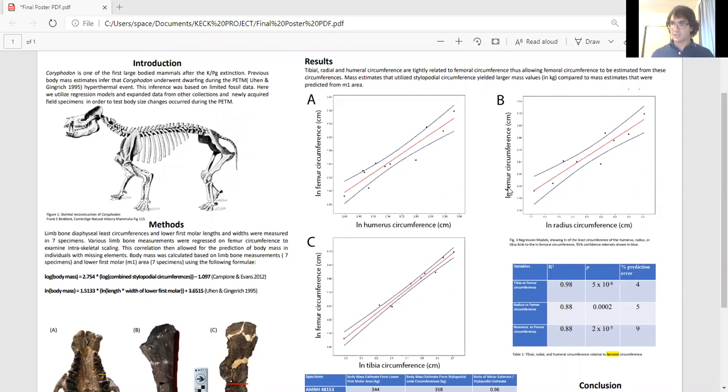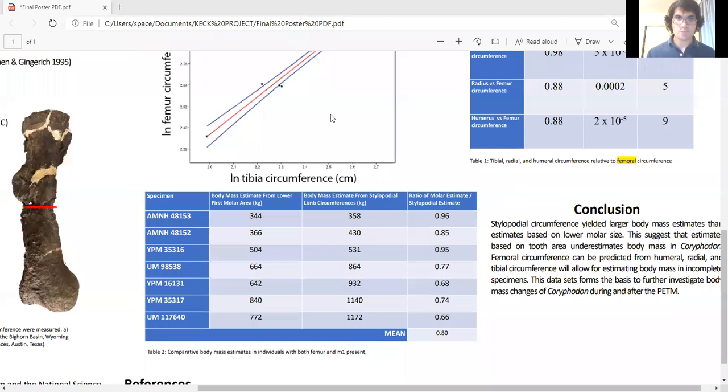Furthermore, mass estimates that utilize stylopodial circumference yield larger mass values in kilograms compared to mass estimates that were predicted from the M1 area. Table 2 here demonstrates the difference between prediction of body mass using M1 and the prediction of body mass using limb circumference. As you can see in some of the specimens like UM 98538, YPM 16131, UM 117640, you can clearly see that body mass in kilograms greatly exceeds those predicted by M1.